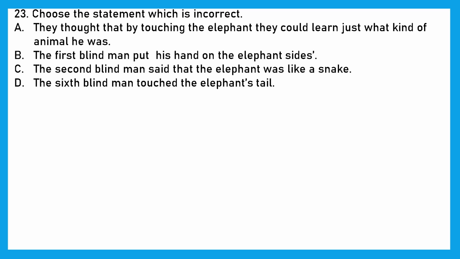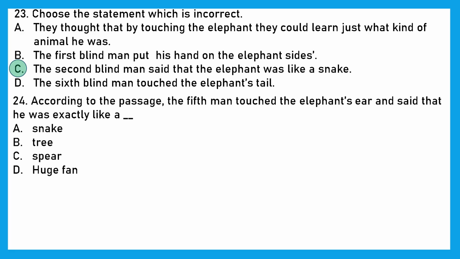Question 23. Choose a statement which is incorrect. They thought that by touching the elephant, they could learn just what kind of animal he was. The first blind man put his hand on the elephant's sides. The second blind man said that the elephant was like a snake. The sixth blind man touched the elephant's tail. And the incorrect statement of these is option C.